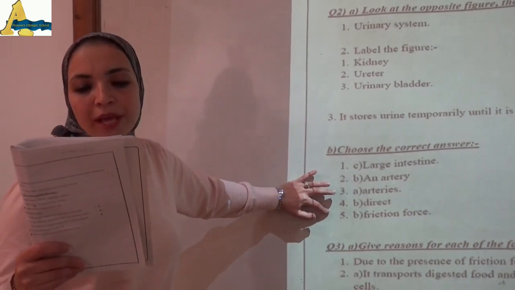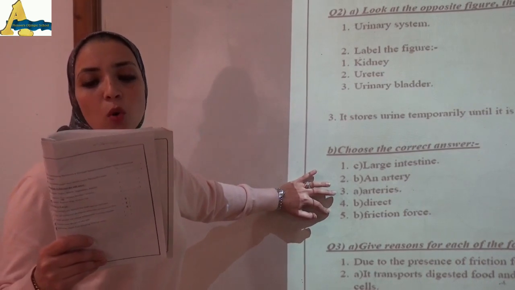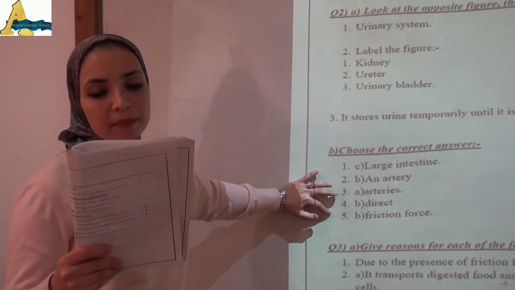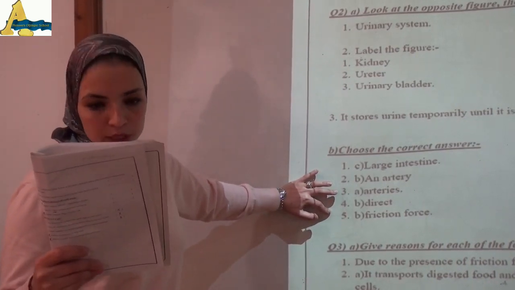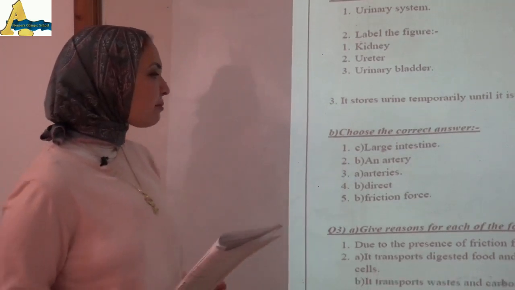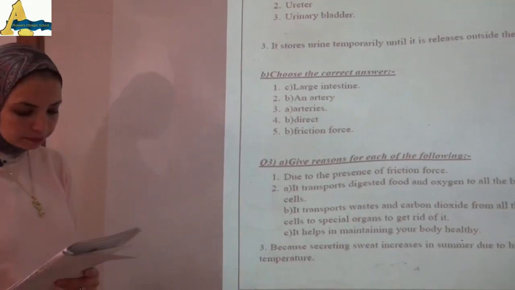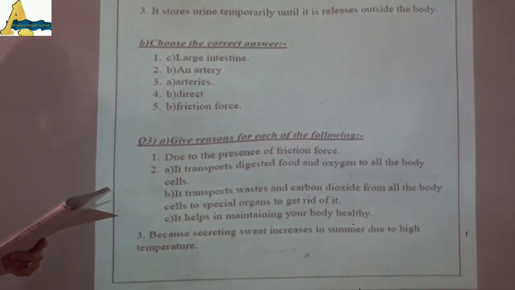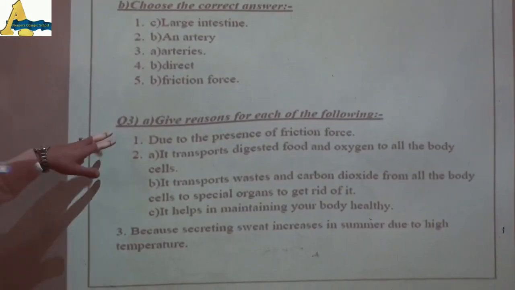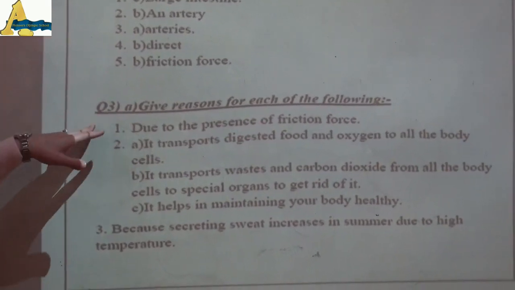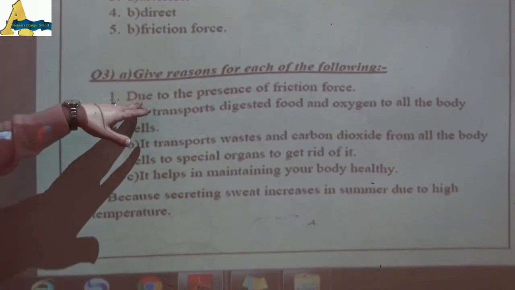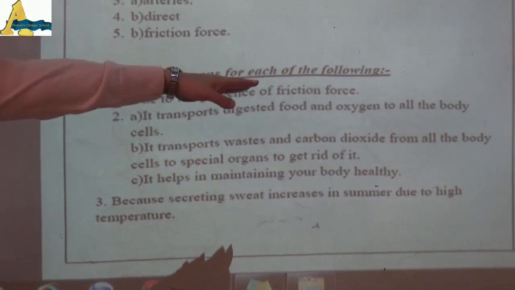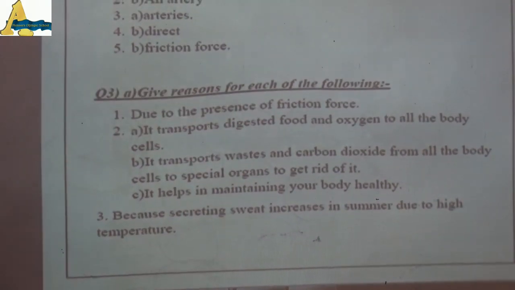Number 5, when you rub your hands together, what arises between them? The friction force. Give reason for each of the following. Damage of the internal parts of the machine. This is the disadvantage of the friction force. So, this is due to the presence of friction force.